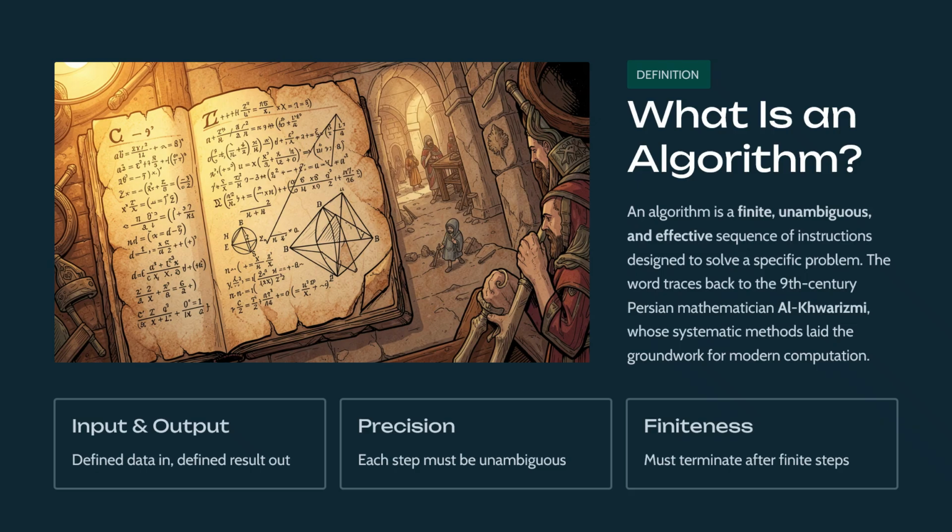First is input and output. Every algorithm accepts input data and produces meaningful output. Second is precision. Each instruction must be clear and leave no room for interpretation. If an instruction is ambiguous, different people or computers might execute it differently, leading to inconsistent results. Third is finiteness. Every algorithm must eventually stop. It cannot continue forever. After a finite number of steps, it should produce the desired solution.